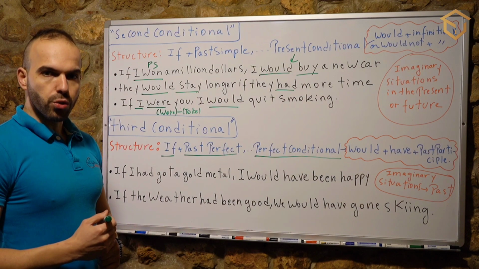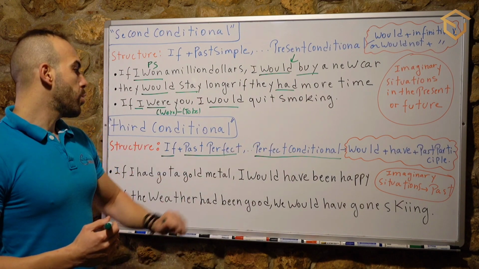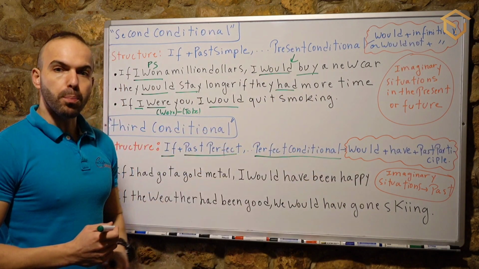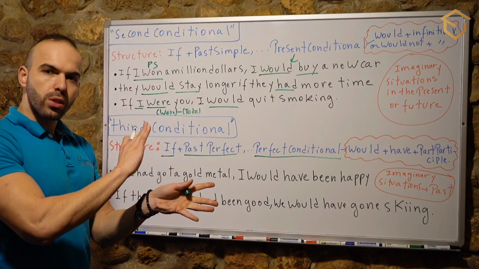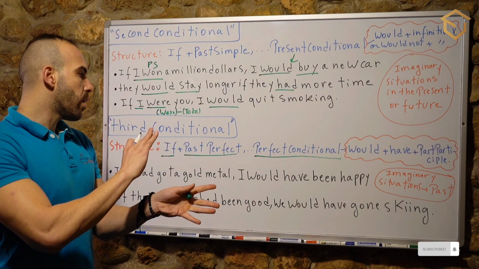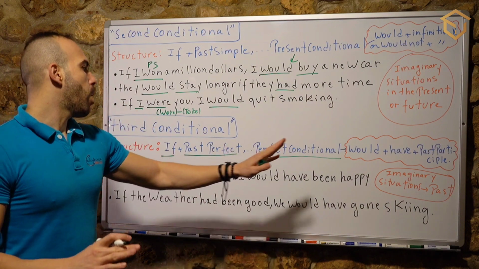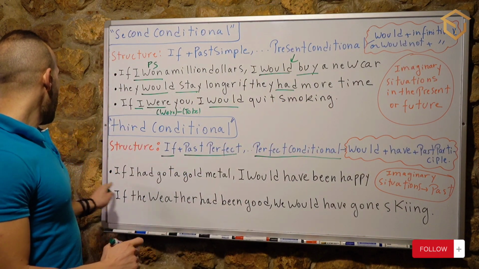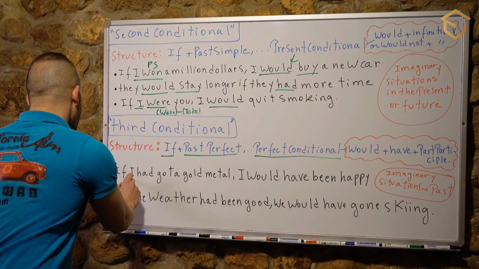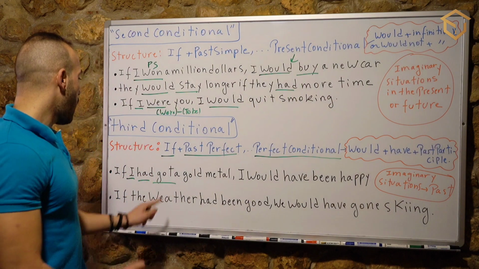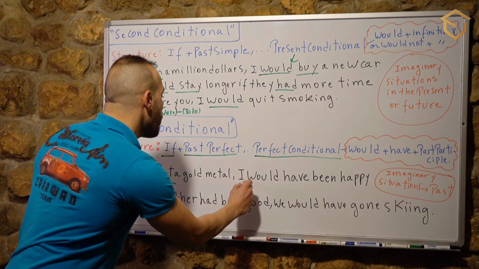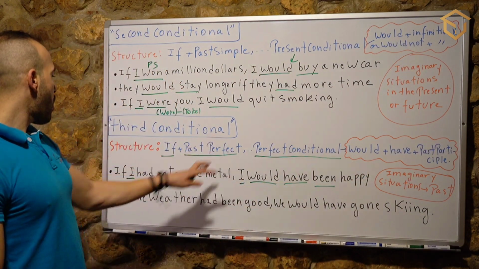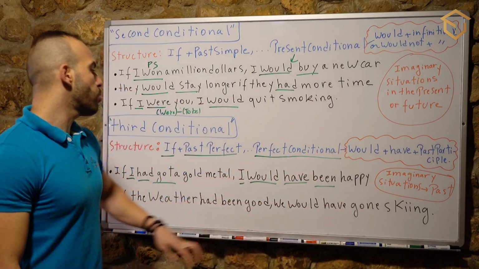What is the perfect conditional? In the perfect conditional, we use would plus have plus the past participle. So it's quite close to the present perfect simple, but we have "would" here. Okay, let's jump into an example. If I had got a gold medal, I would have been happy. So as you can see, we have the past perfect here and the perfect conditional here.